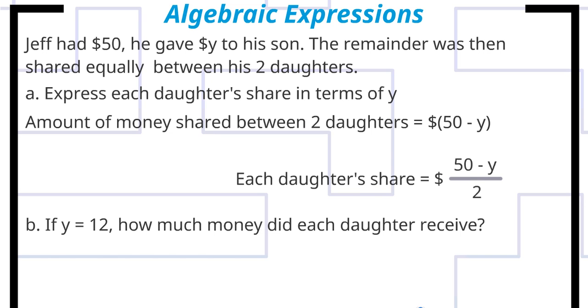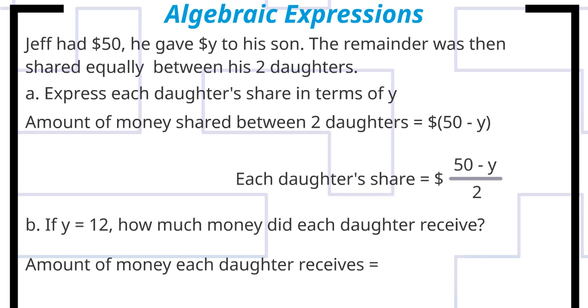Part B. If Y is equal to 12, how much money did each daughter receive? Whenever we see Y in this expression, we replace Y with 12. Now the amount of money each daughter receives is equal to (50 minus 12) divided by 2. Instead of (50 minus Y) divided by 2, Y is now 12. And my answer is 19. Each daughter receives $19 if Y is equal to 12.